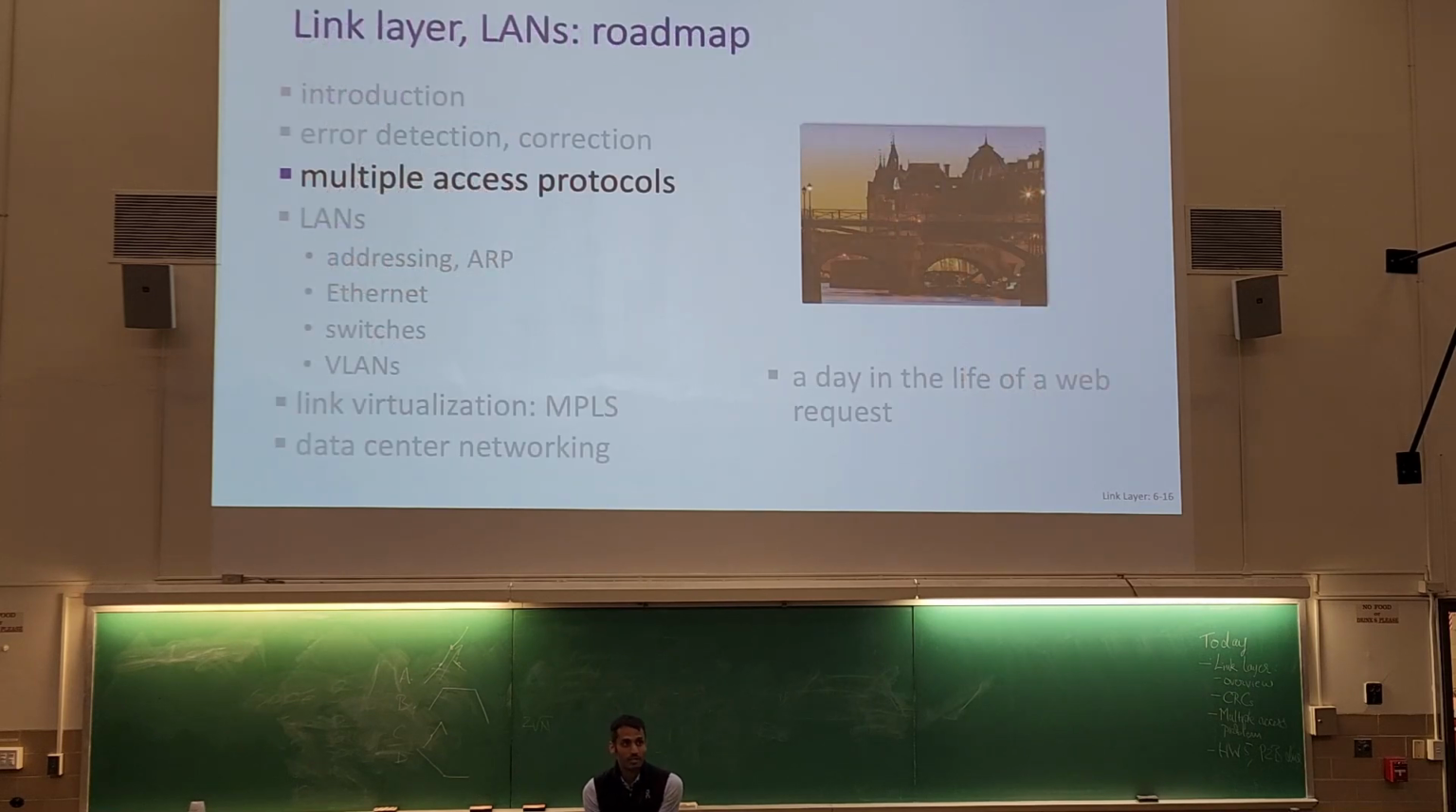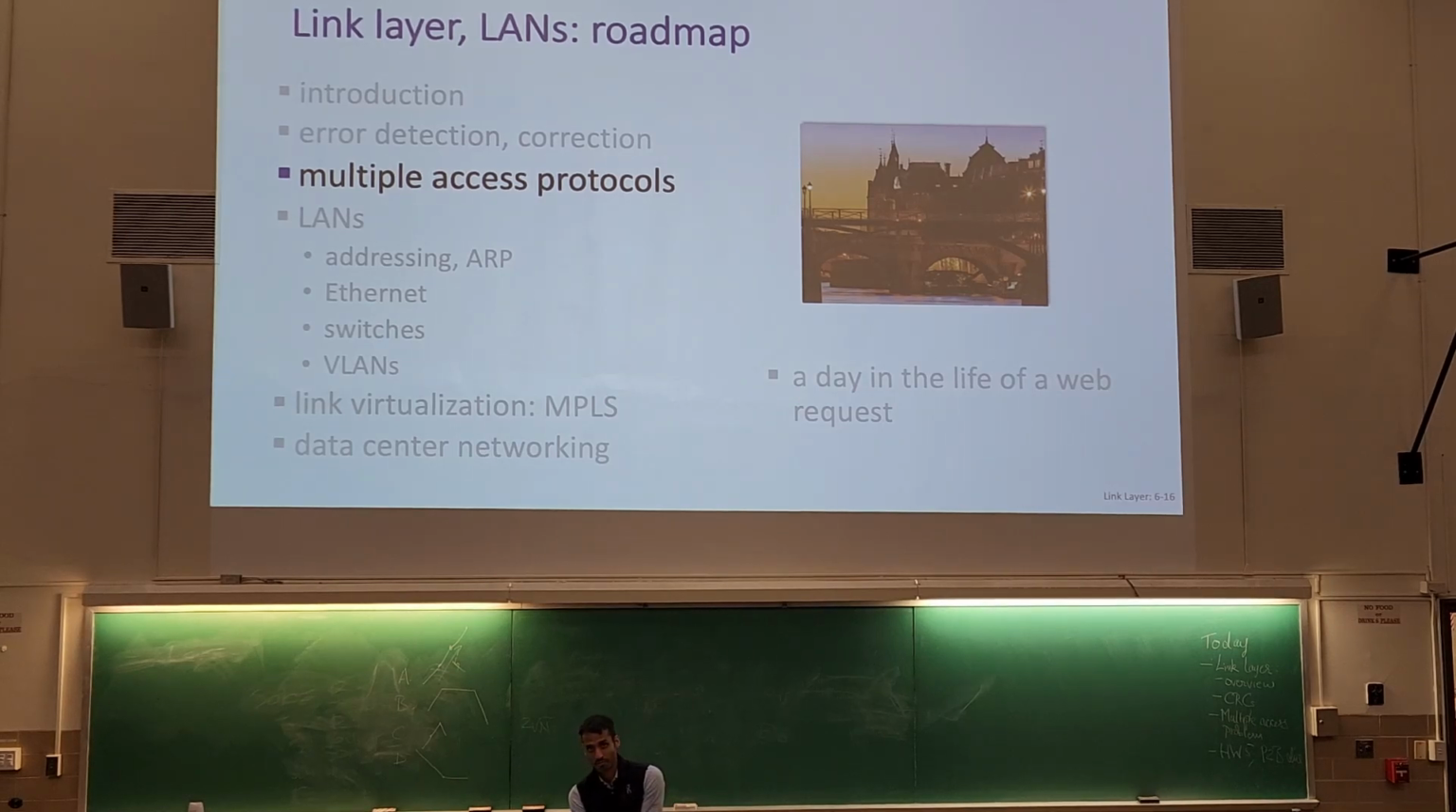Let's move on to the multiple access. Do I see anything? No. Okay, multiple access problem. This is the central algorithmic challenge, right? At the link layer.